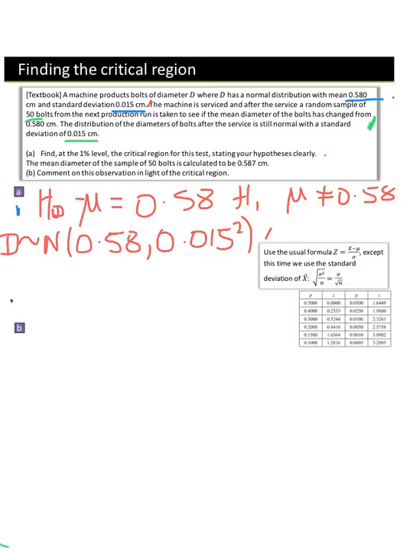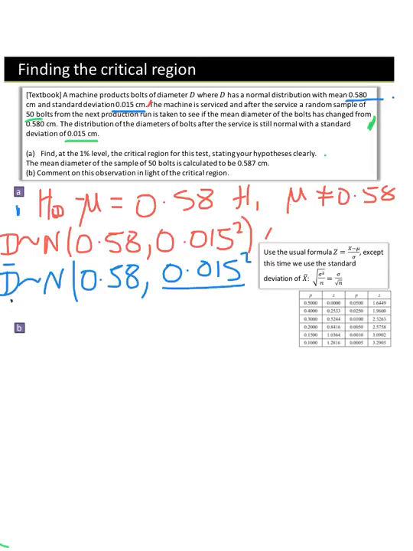So the distribution of the sample means, therefore, will be of sample size 50, will have the same population mean, 0.58, and the standard deviation will be 0.015 over the square root of 50. But inside the brackets for the normal distribution we have the variance, so it's 0.015 squared as in the top, but we divide by the sample size n, which in this case we're told is 50.